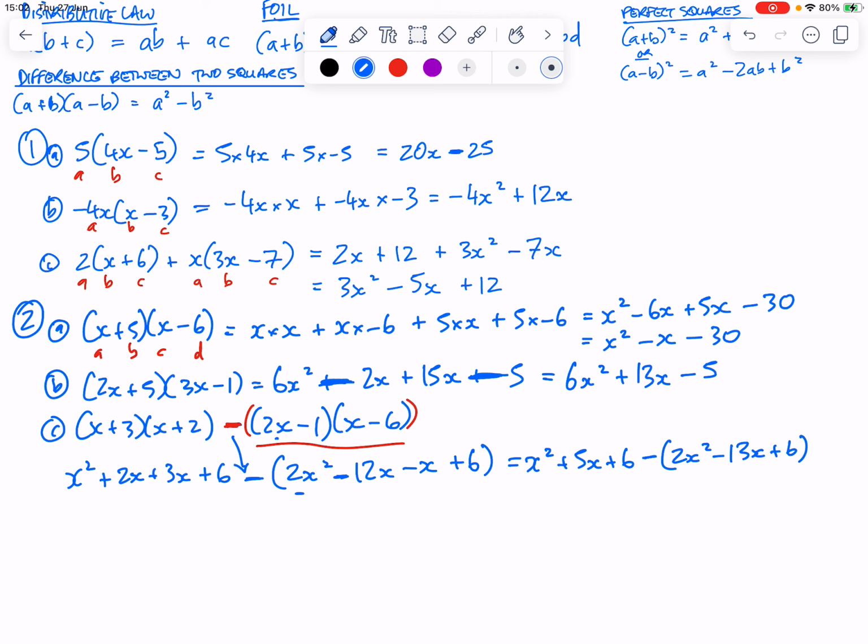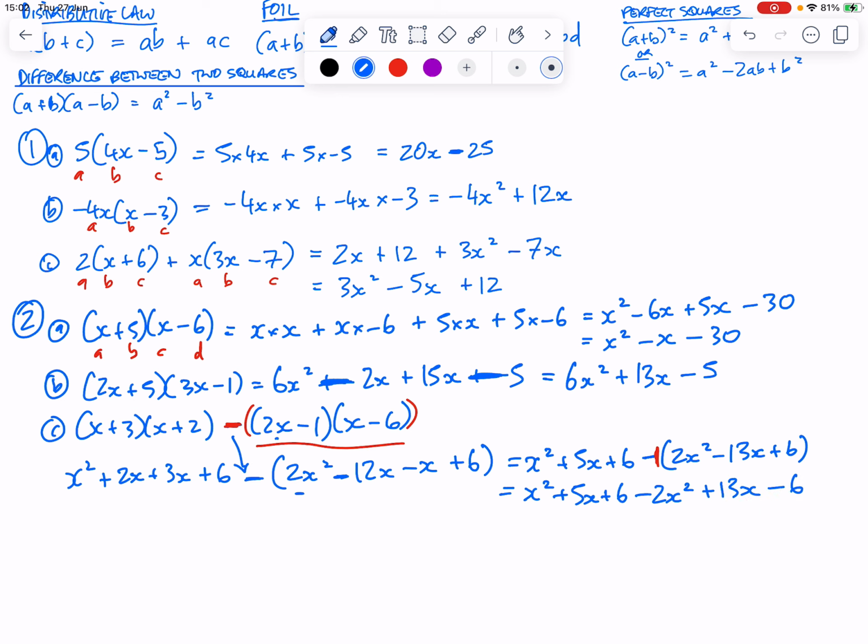Now I can deal with this negative. If I've got a negative there, it's almost like there's a -1 in front of the brackets, which just means that you need to make sure you apply that -1 to everything in the bracket. So I've still got this x squared plus 5x plus 6. I haven't done anything with that. But -1 times 2x squared is -2x squared. -1 times -13x is positive 13x. -1 times 6 is -6.